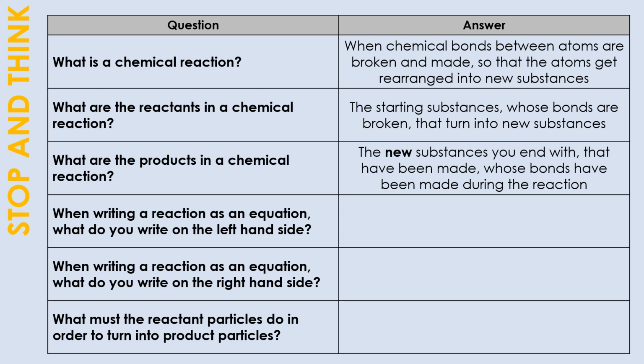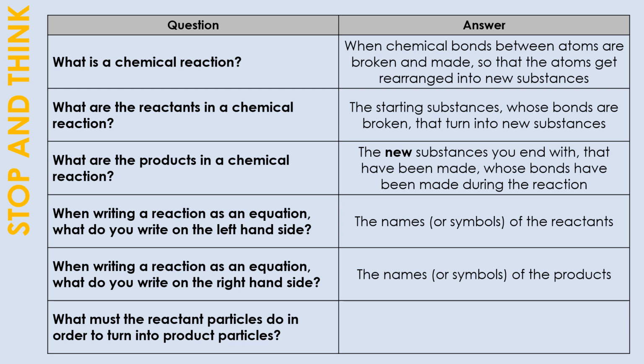And then what do you write on the left-hand side of an equation? We write the reactants, the names, or the symbols of those reactants. So we didn't talk about symbol equations in this video, we just talked about names, but of course you probably know that scientists would write these equations with symbols rather than names quite often. When writing a reaction as an equation, what you write on the right-hand side is the names or the symbols of the products. And then finally, what must the reactant particles do in order to turn into product particles? They must collide with enough energy. If you wrote enough force, then that is also okay.